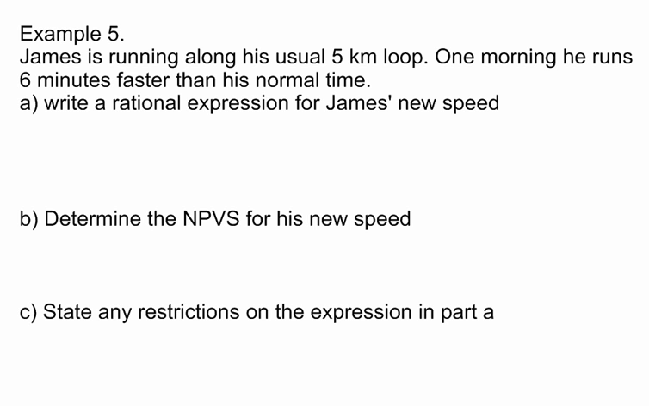James is running along his usual 5-kilometer loop. One morning he runs 6 minutes faster than his normal time. It's not there, so if you can write it down, I wanted to add it, because there's a question like it in your homework.